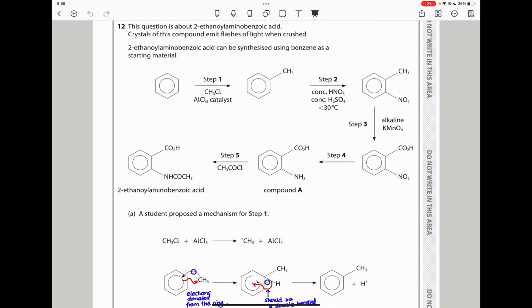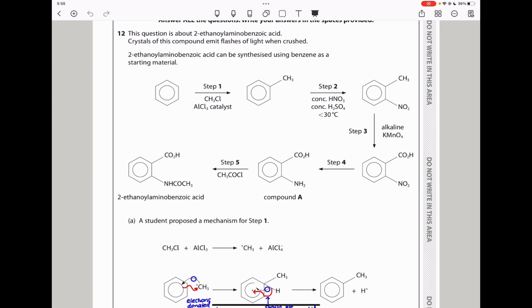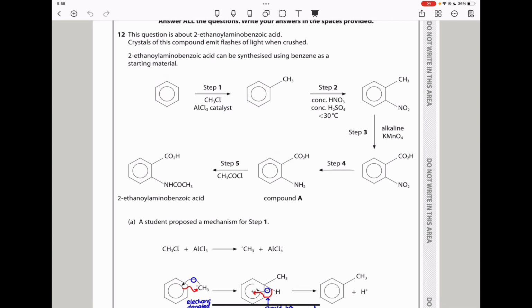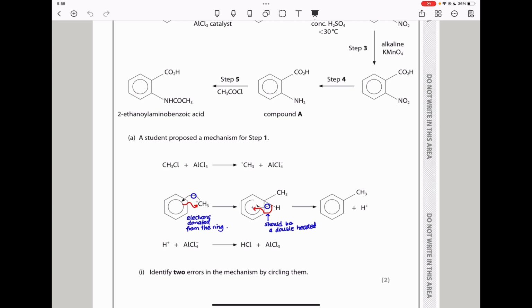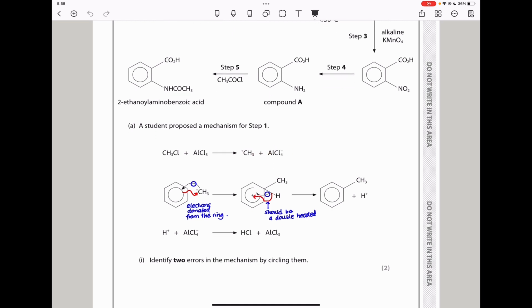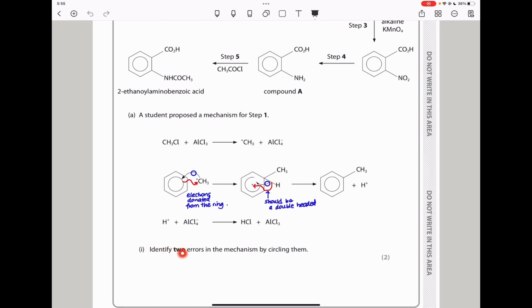So they say, a student proposed the mechanism for step 1. Step 1, conversion of that from that. This has to be an electrophilic substitution reaction whereby the electrophile is going to come and substitute the hydrogen. So here they say the proposed mechanism is CH3Cl plus AlCl3, giving us this electrophile and that. And then they say identify 2 errors in the mechanism by circling them.